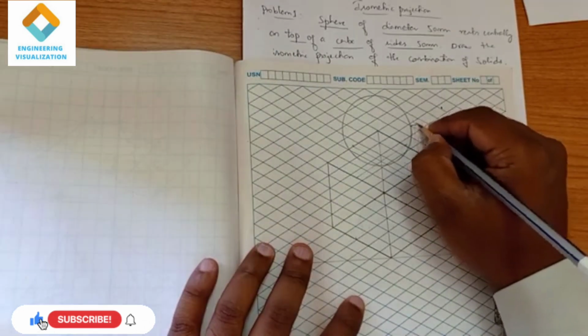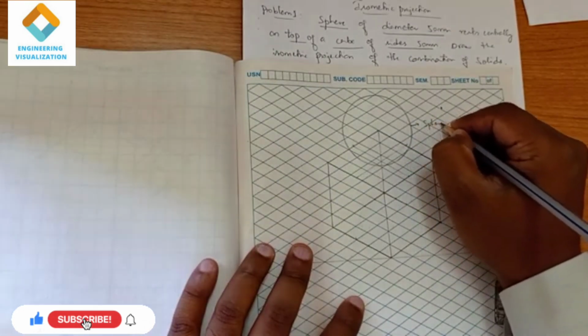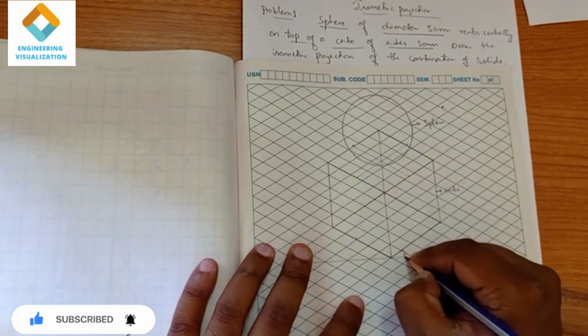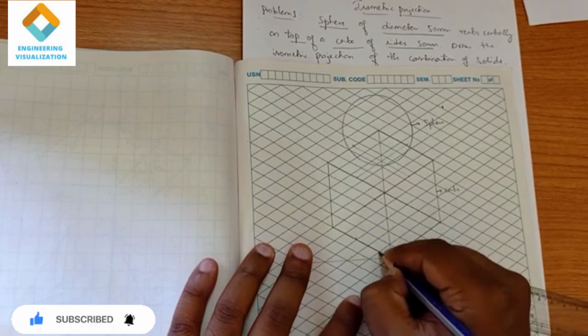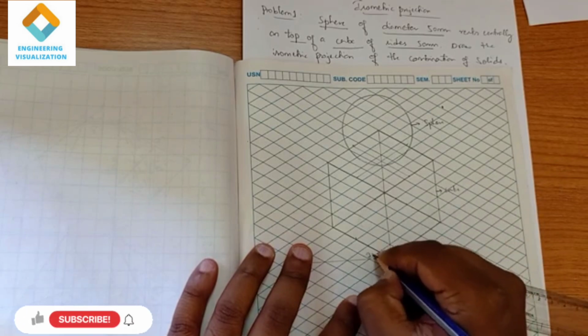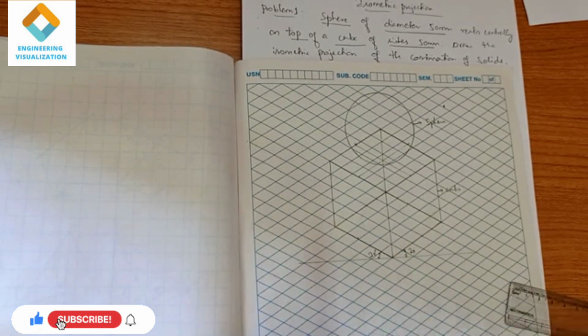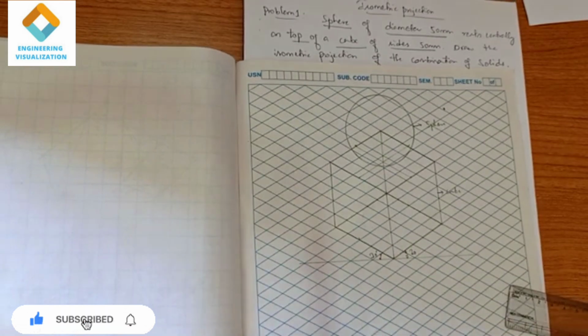So this is our sphere and this is our cube. You can see the angle here: it is 30 degrees and here also 30 degrees. The sphere will be drawn with the actual scale. So remember it. This completes the problem.